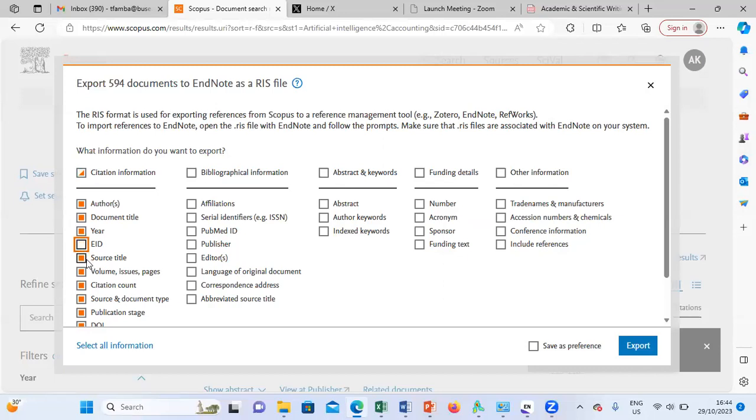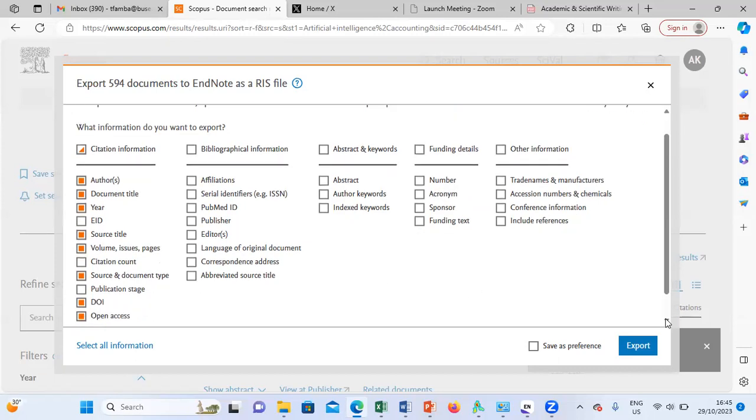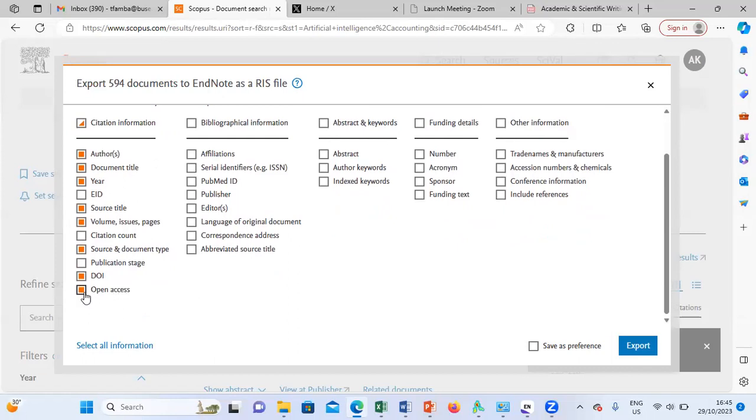This one we don't need. Source title, volume, yes. Citation count, no. Source document type, yes. Publication stage, no. Digital object identifier, yes. Some researchers are demanding DOIs. This is called the digital object identifier.